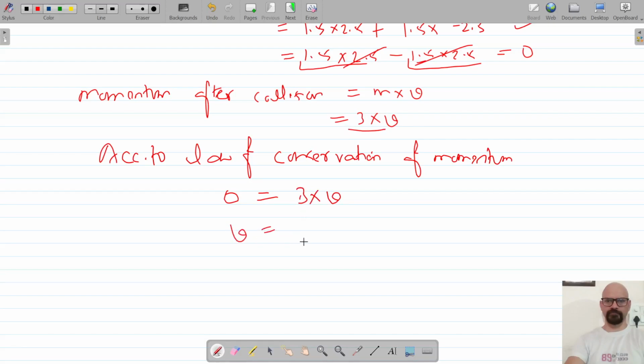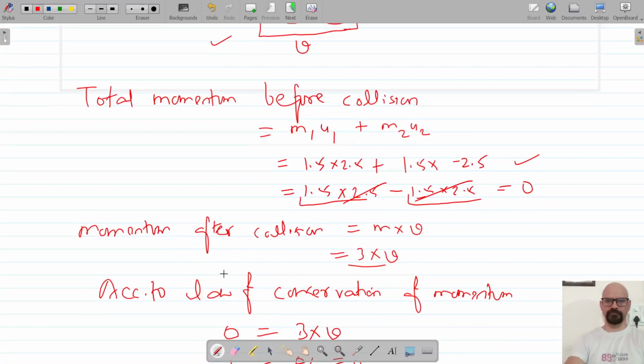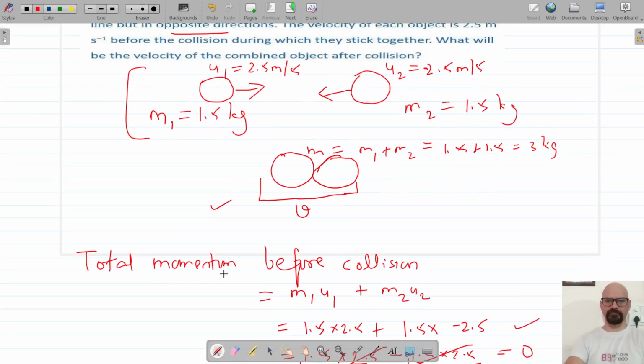So the velocity after collision will be 0, because after colliding they will stick and come to rest, because these are of the same mass and moving with the same speed but in opposite directions.